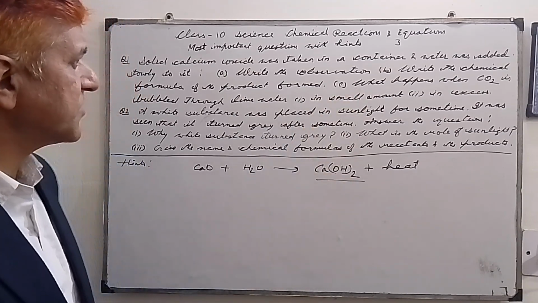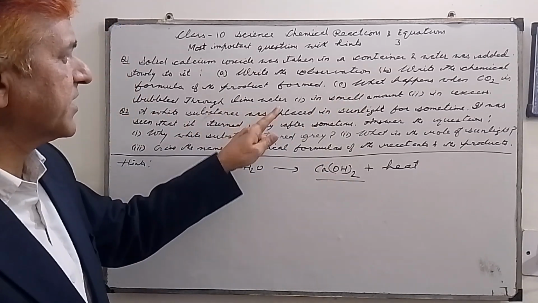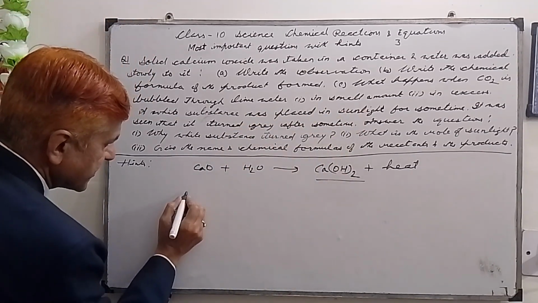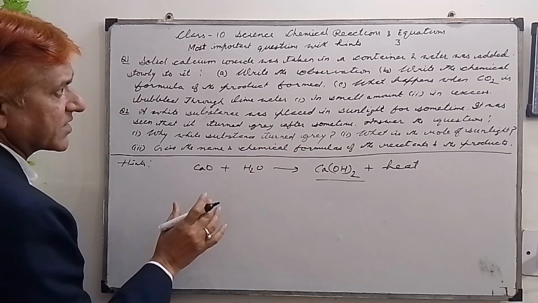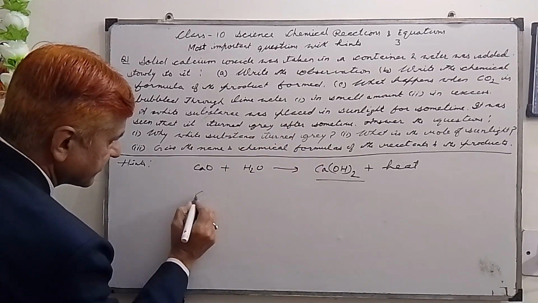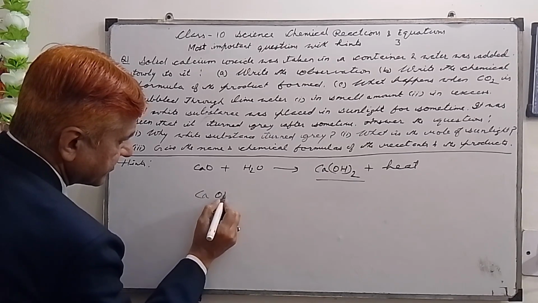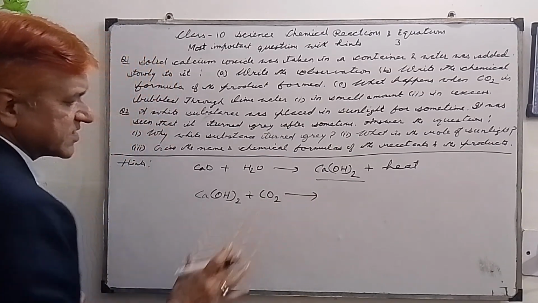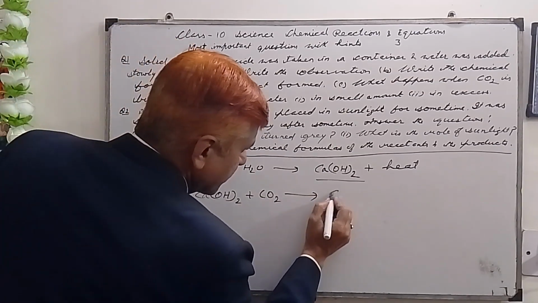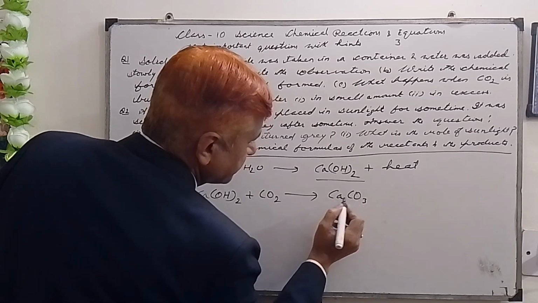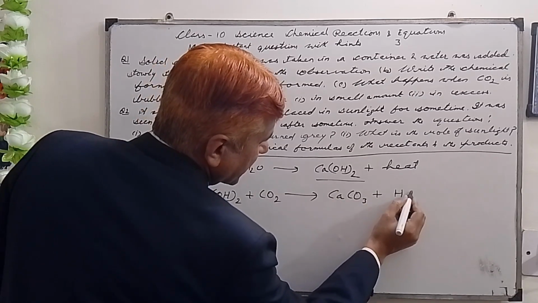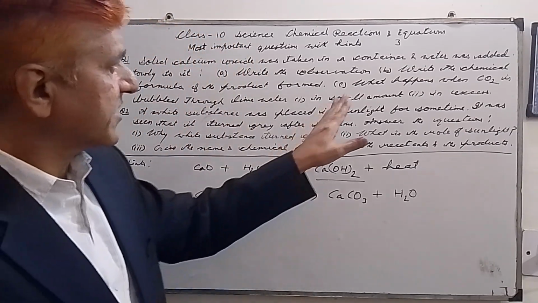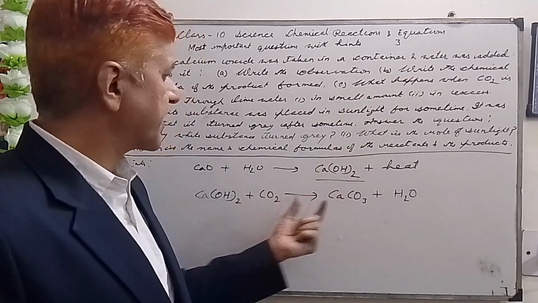C is, what happens when carbon dioxide is bubbled through lime water. This is lime water, in small amount. So when in small amount carbon dioxide is passed through lime water, what is the reaction? Calcium hydroxide plus carbon dioxide. So my dear students, this is also a very important reaction. Calcium carbonate is formed plus water. So this happens when carbon dioxide is passed through lime water.